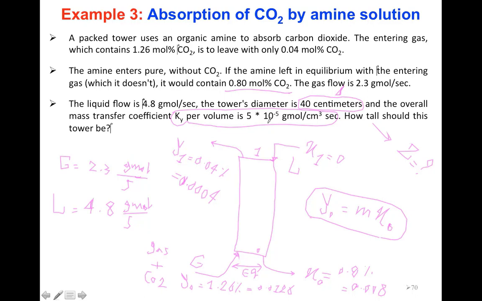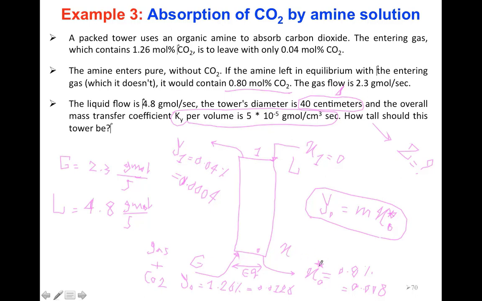Okay, so first of all, this is not the X0 that we want. It's saying that if the amine that leaves the column becomes in equilibrium with the gas, the amount of CO2 will be this much. If the amine that is leaving the column reaches equilibrium, it will have this much CO2. But in general, in reality, it doesn't reach equilibrium.